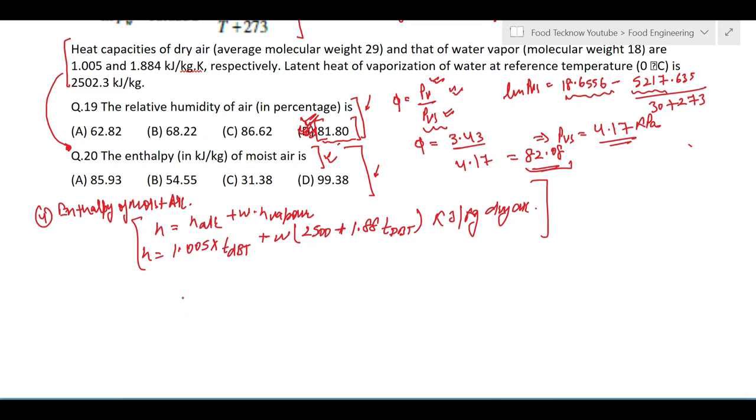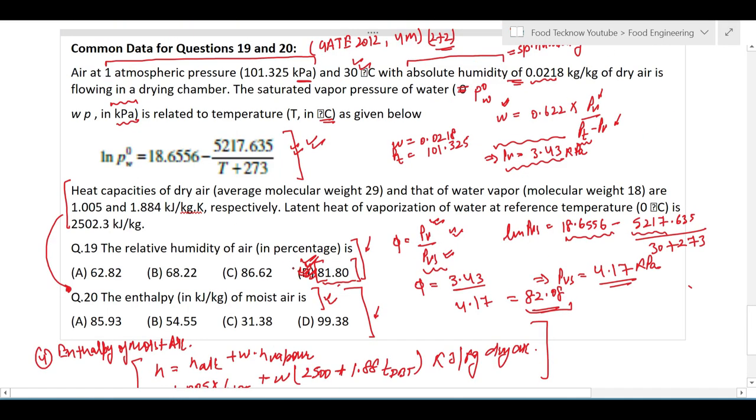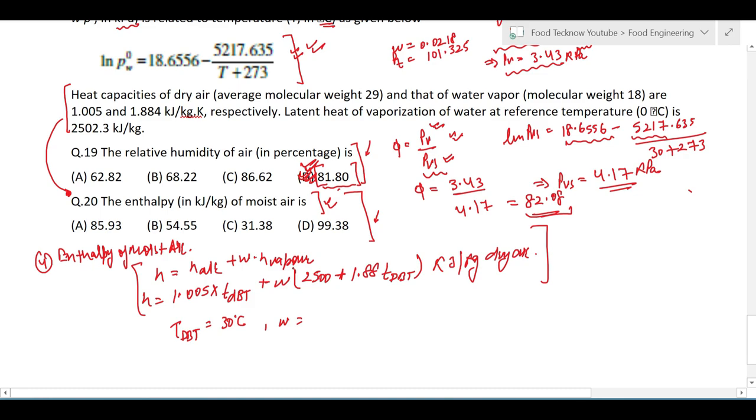Okay. So here, as we know that the dry bulb temperature is 30 degrees Celsius, so we need not convert it into Kelvin, and W is equal to the specific humidity that is also given here. यहाँ पर देख लेते हैं. So it is 0.0218.